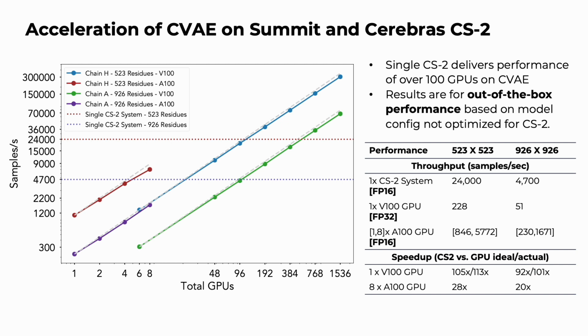Interestingly, the Theta GPU provides about 4 times the throughput on the single GPU itself compared to the V100 GPUs on Summit. When we do scale the CVAE model to the CS2, which is just a single engine, we observe a speedup of nearly 100x with respect to the single V100 card, versus about 28x with 8 A100 GPU cards on the Theta GPU nodes. The performance measures are out of the box and not optimized for the CS2 specifically, which could even boost the throughputs further.